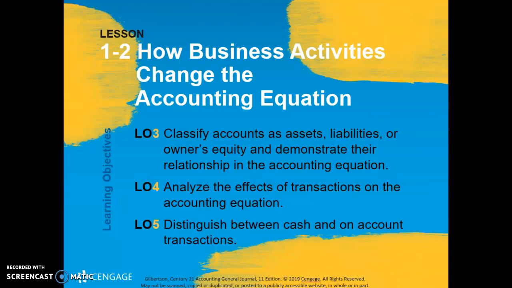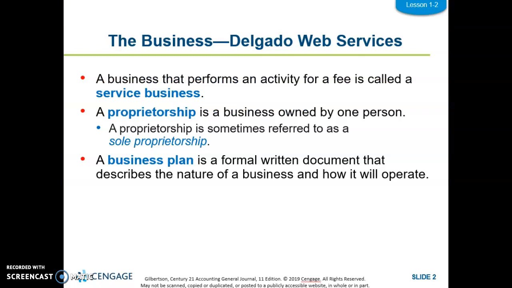In Lesson 1-2, we are going to talk about how business activities change the accounting equation. Our learning objectives: we will classify accounts as assets, liabilities, or owner's equity, and demonstrate the relationship in the accounting equation. We will analyze the effects of transactions on the accounting equation, and we will distinguish between cash and on-account transactions. The business we'll be talking about in the first unit of this book is Delgado Web Services.